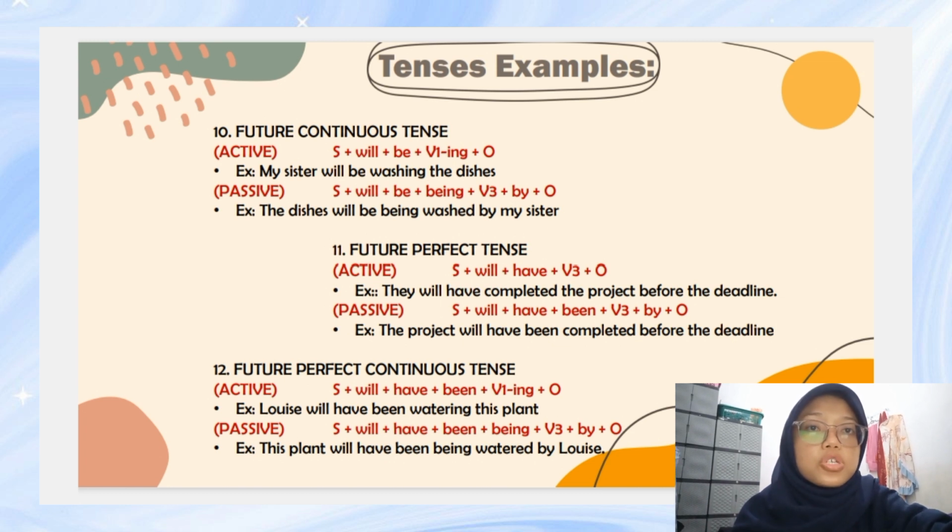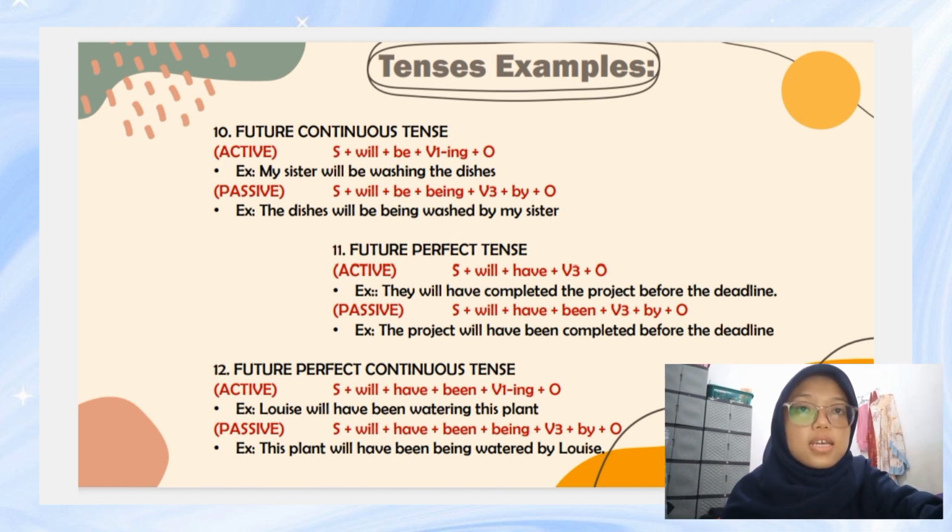Next, future perfect tense. For active: subject plus will plus have plus verb 3 plus object. For example, they will have completed the project before the deadline. And passive: subject plus will have been plus verb 3 plus object. For example, the project will have been completed before the deadline.